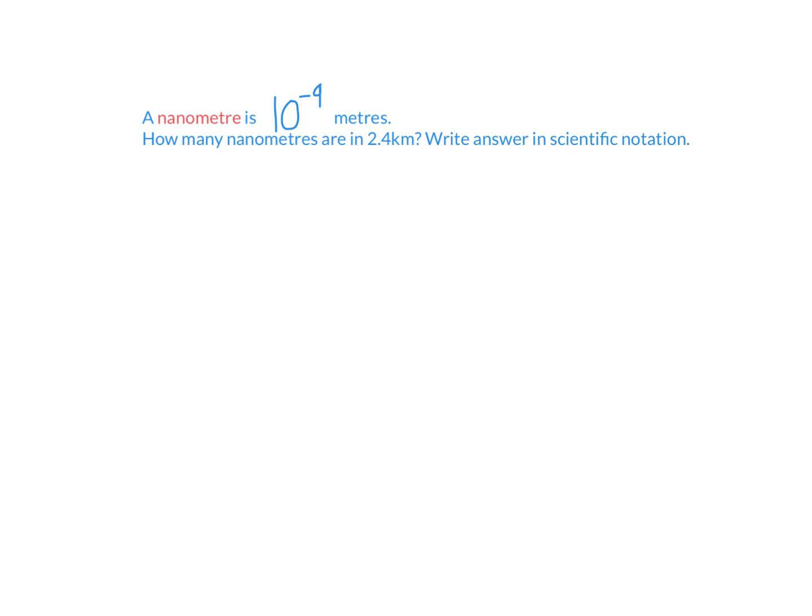So 2.4 kilometers, let's convert to meters. So it's 2.4 times 1,000 or times 10 cubed. So that's 2.4 kilometers in meters. We simply divide that by 10 to the minus 9 meters because we want to know how many of these you need to add up to get this. So you can just put this in your calculator.